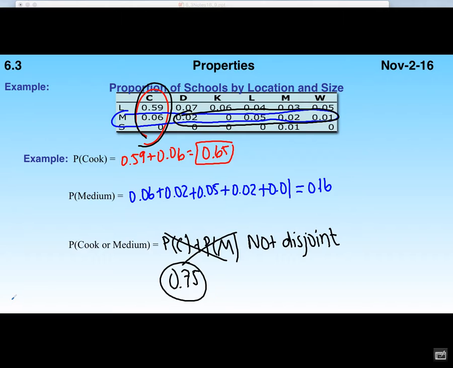Questions? No? Wait, how did you get 0.75 again? I added up these numbers and then these numbers.